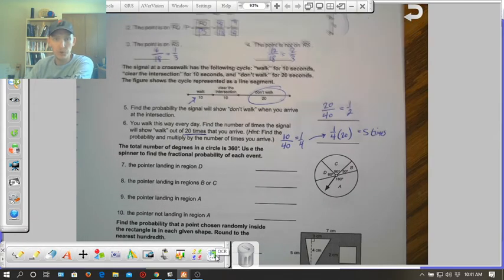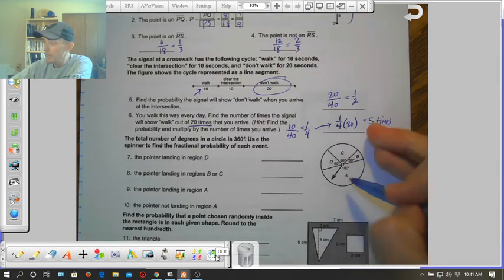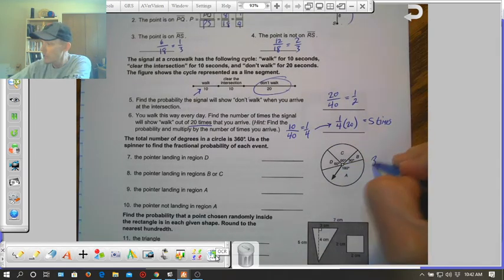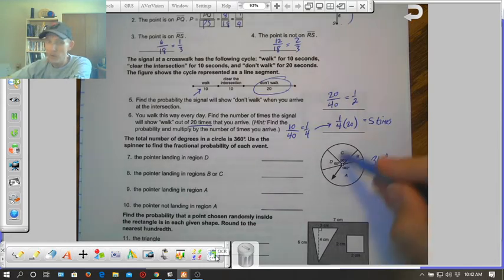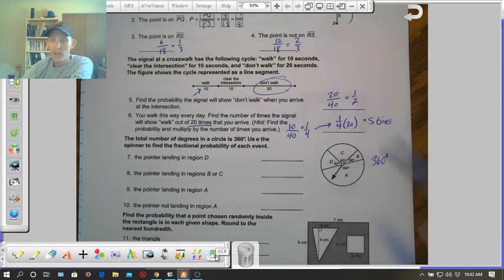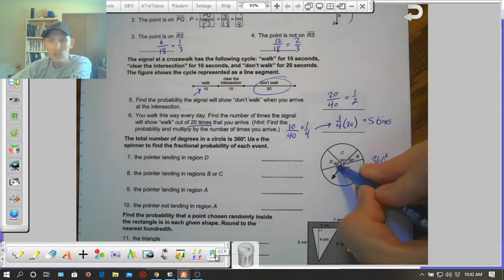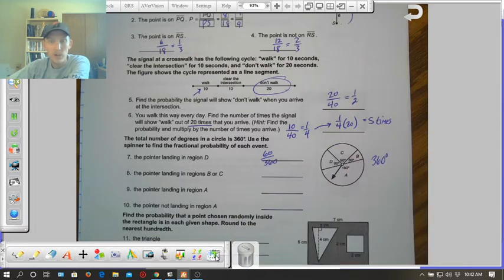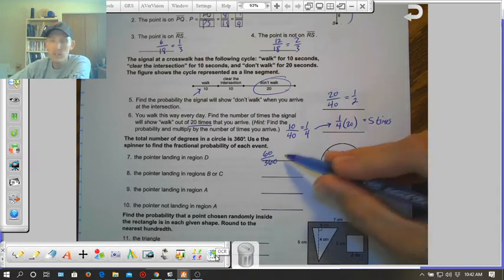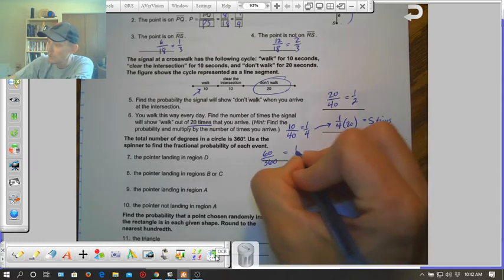Let's move on to our circle spinner here. Remember, an entire circle is 360 degrees. I've got my spinner, so it's like we're playing a game, and I spin the spinner, and it goes around and around. It wants to know what is the probability that the pointer lands on region D. Region D is 60 degrees, so it's 60 out of 360 because an entire circle is 360. So the probability that it lands there is 60 out of 360, or 1/6.